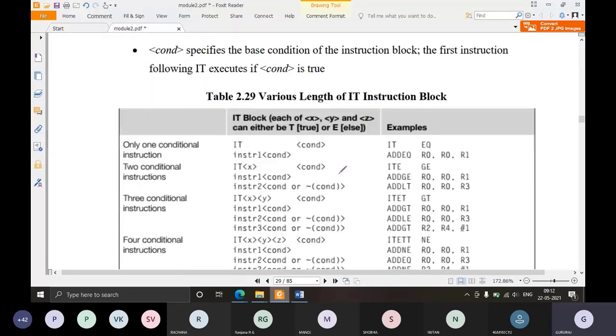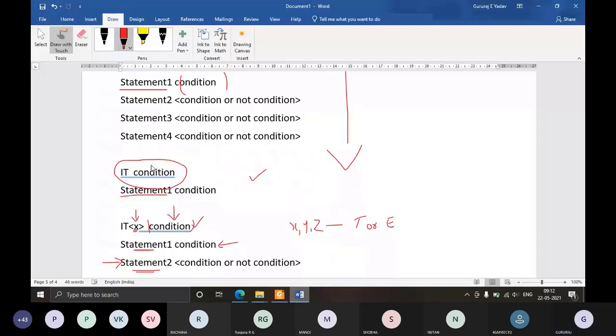The same thing I told you is explained here with examples. So this is the first variant of the IT instruction, wherein only one instruction is there after IT. What is the format that we discussed? Since there is only one statement after the IT instruction, there is no need of X, Y, and Z, because statement 1 will always execute if the condition for the IT instruction is true. If it is true only, this will execute. If it is false, nothing will happen. That's all.